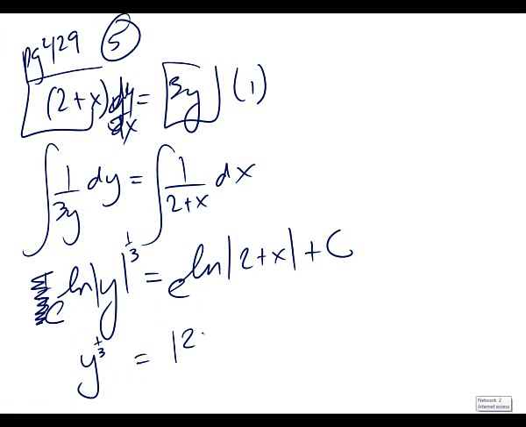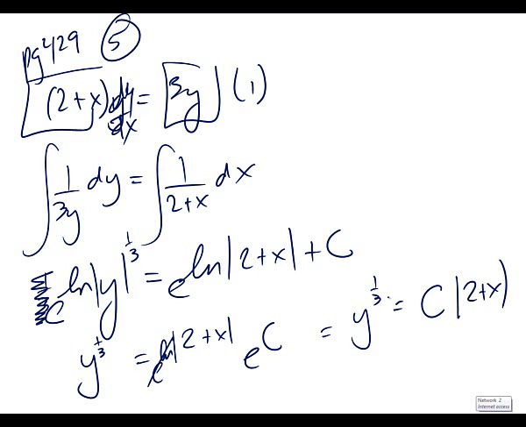So we have e to the natural log of 2 plus x times e to the c, which is c, and then this goes away. So y to the 1/3 equals c times the absolute value of 2 plus x. I could cube both sides, couldn't I, if I wanted to. Curious if I did that right or not. 429 is section 6.3. Let's look really quick and make sure I wasn't supposed to leave it as number 5. Nope, I did do it right.